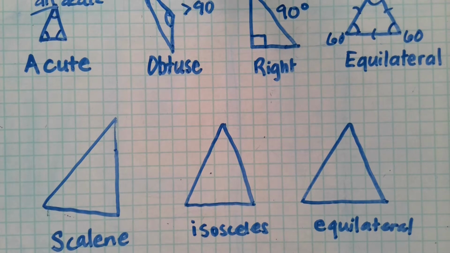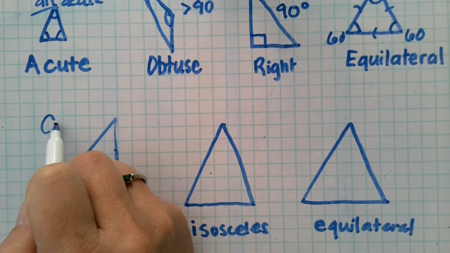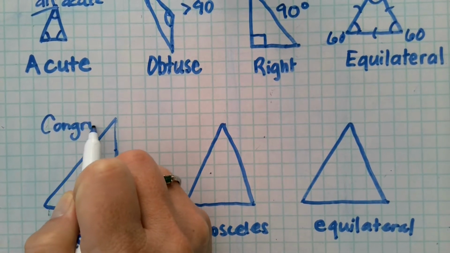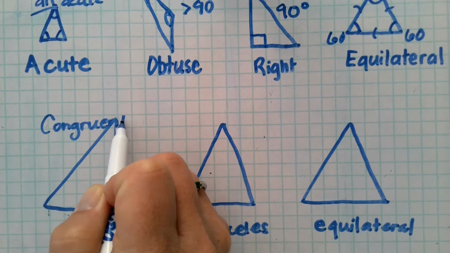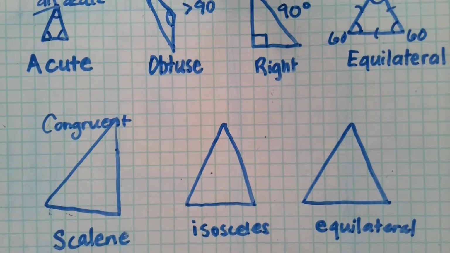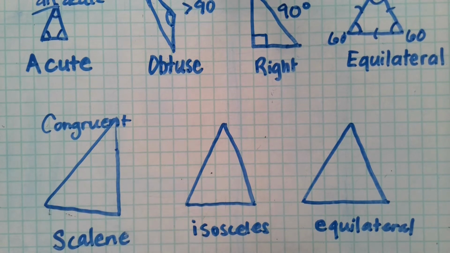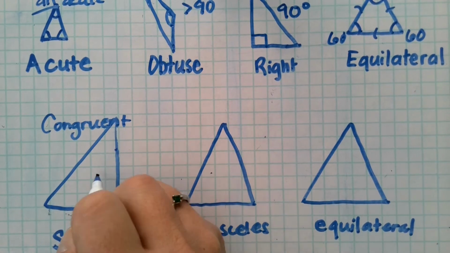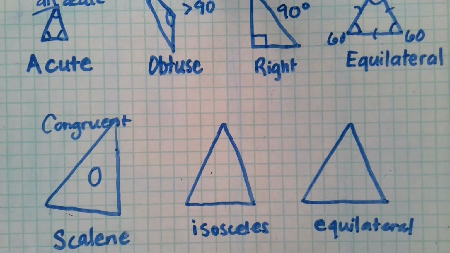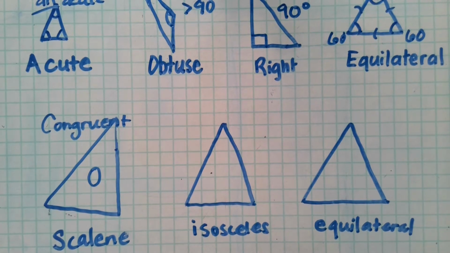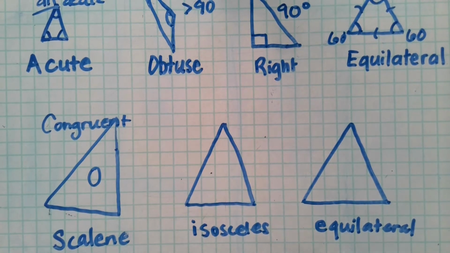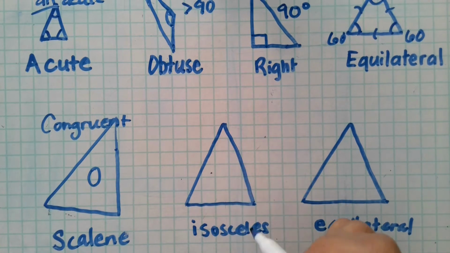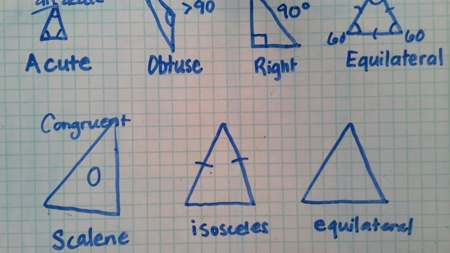Okay, the next way we're going to classify triangles is based on how many congruent sides they have. And congruent is a way to say that they have the same side length, okay? So if we look at a scalene triangle, they have 0 congruent sides. And I'm going to put a big 0 in there. 0 congruent sides, scalene. Isosceles has 2 congruent sides.